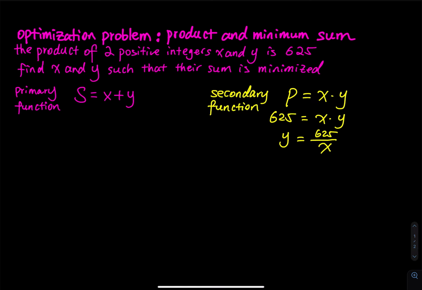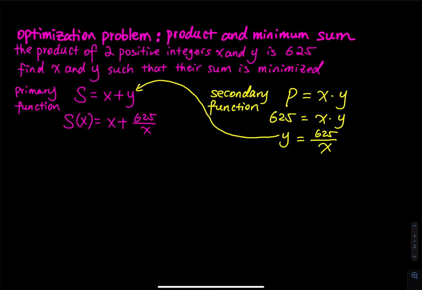Why do we have to do this? Because I am going to substitute the secondary into the primary. After the substitution, the primary becomes s equals x plus y, which is now 625 divided by x. I'm not going to call that s equals, I'm going to call that s of x. So s is the sum function, and x is the independent variable. This is one function in terms of one independent variable.